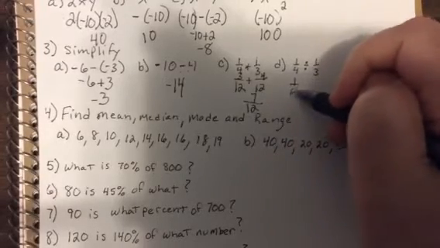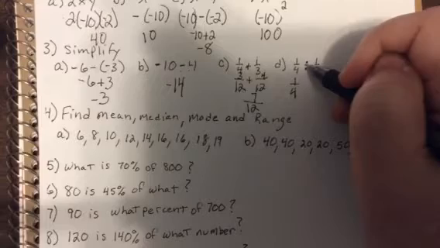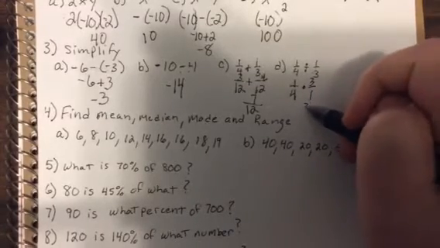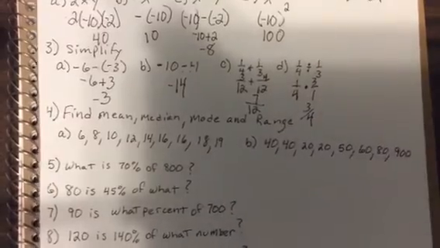Now whenever you're dividing, you take the reciprocal of the term after the division. So then multiply straight across, that's 3/4.